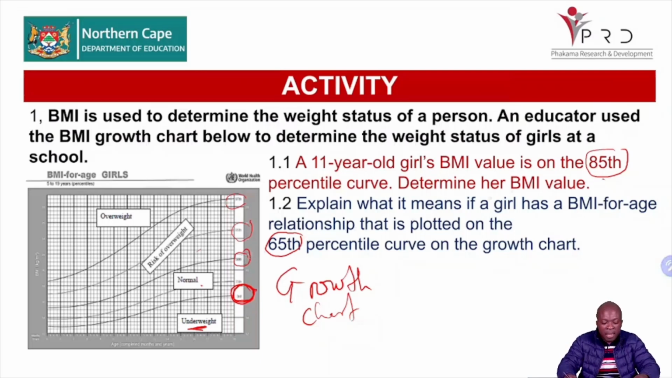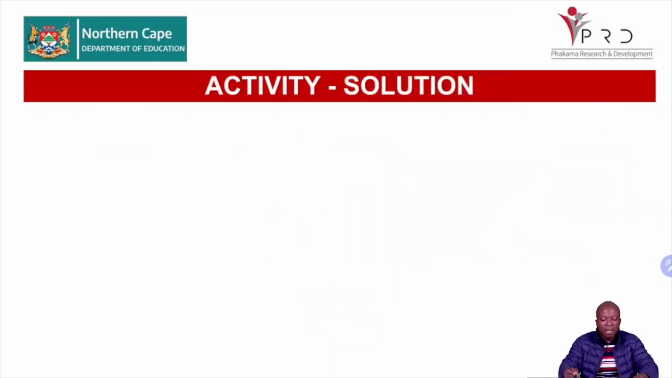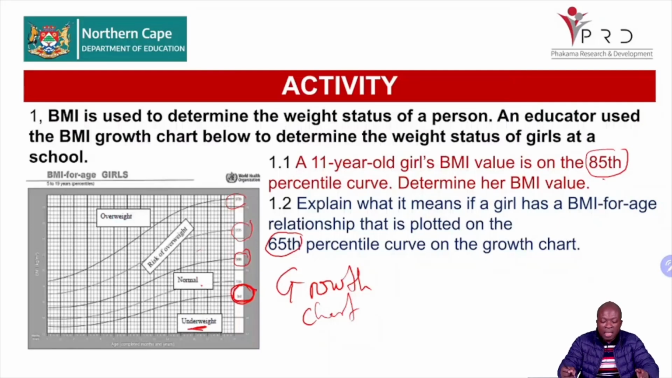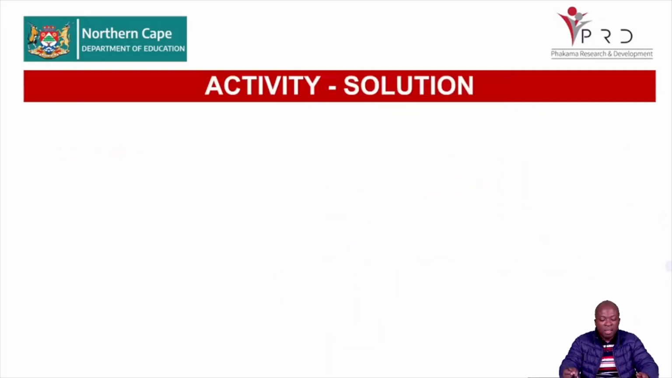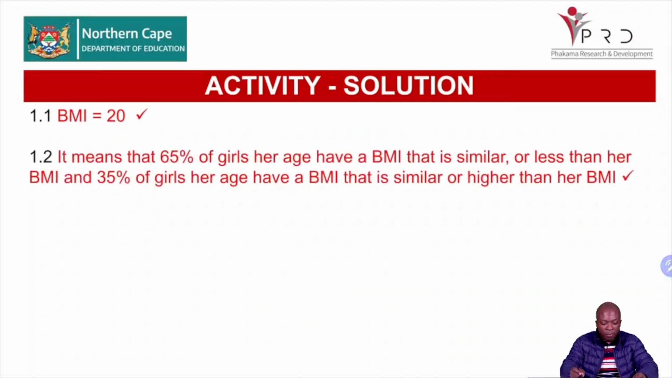Okay, welcome back, my learners. So the first one, the examiner said an 11-year-old girl's BMI is on the 85th percentile, so somewhere here. Determine her BMI. This is how you work it out. You go to the 85th percentile, you will see that the BMI is 20. Remember the BMI table that I gave to you.